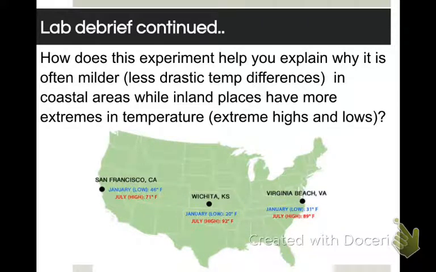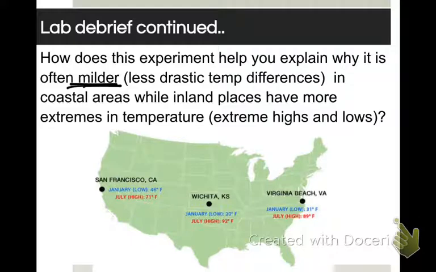So this is an important concept to understand. If there is ever an area that is near a large body of water, they will have mild temperatures. That does not mean, and hear me on this, that they are going to be colder. It simply means that they are more mild. There's not going to be a huge range in temperatures.